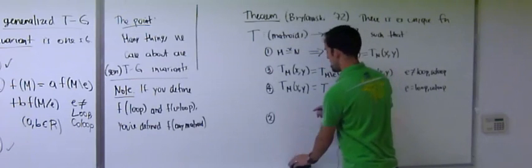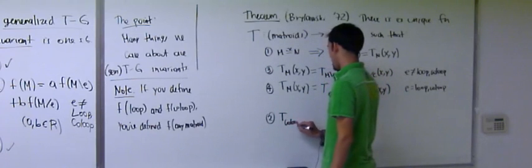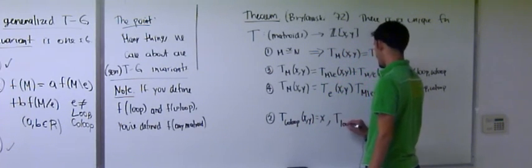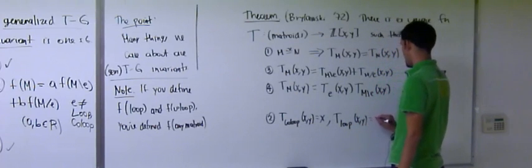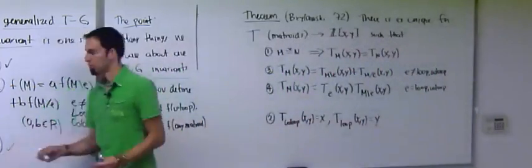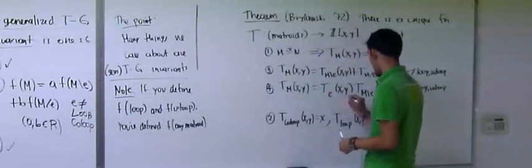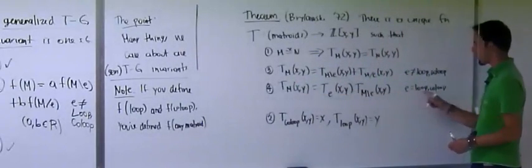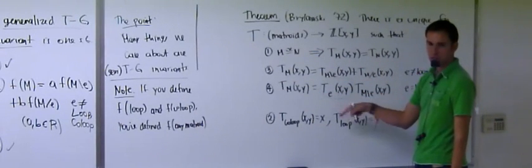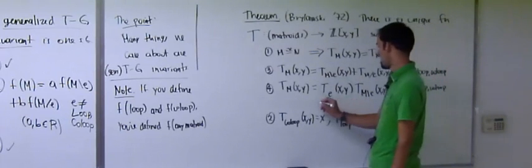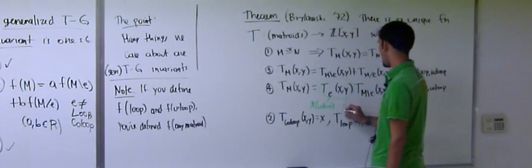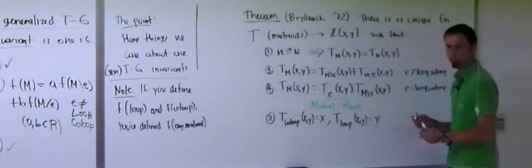So for the coloop, the polynomial is x, and for the loop, the polynomial is y. In other words, when you're trying to delete a loop or a coloop, what you're multiplying by is either t of loop or t of coloop. So this is just an x or a y: an x if E is a coloop, or a y if E is a loop.